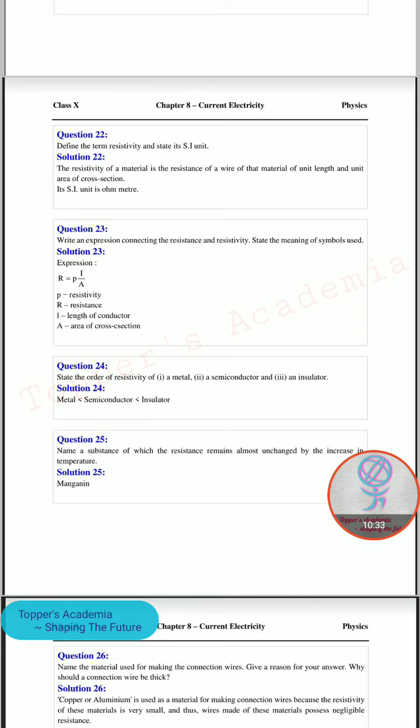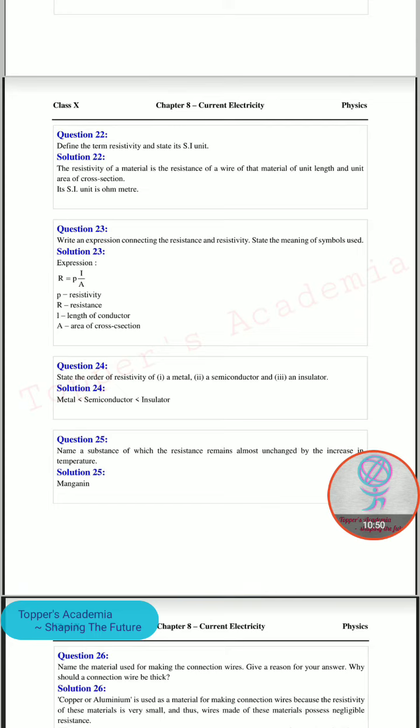Question number 22. Define the term resistivity and state its SI unit. The resistivity of a material is defined as the resistance of a wire of that material of unit length and unit cross-section area. Its SI unit is ohm meter.